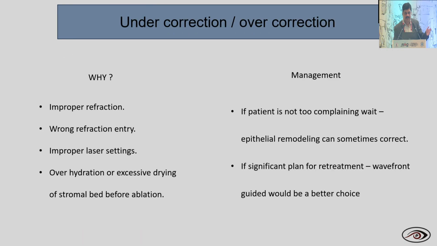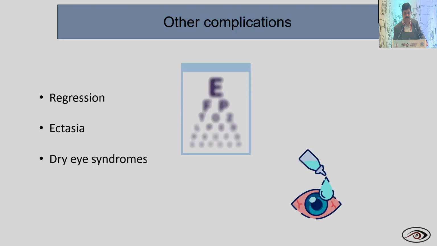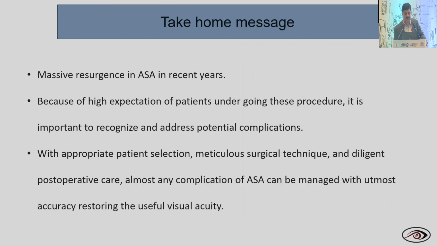If there is no improvement, then start antimicrobial therapy and send for culture. Undercorrection and overcorrection can happen. Why undercorrection? Because of improper refraction, wrong refraction, and improper laser settings. Management: if the patient is not complaining, epithelial remodeling may sometimes correct it. If significant, plan for wavefront-guided treatment. Other complications that can happen are regression, ectasia and dry eye symptoms. So you need to tackle them very well preoperatively.